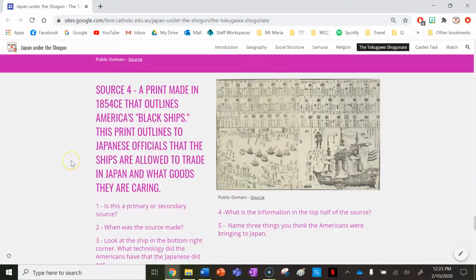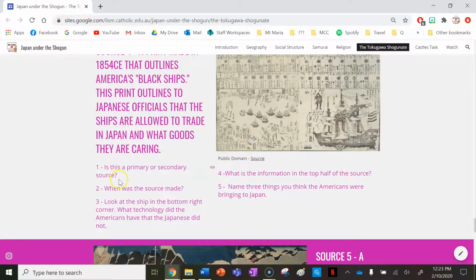And then lastly, source 4 and 5. Source 4 is a print made in 1854 CE that outlines America's black ships. This print outlines to Japanese officials that the ships are allowed to trade in Japan and what goods they are carrying. So this is definitely a really quality primary source.